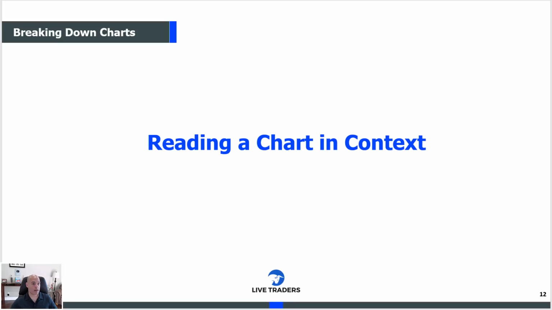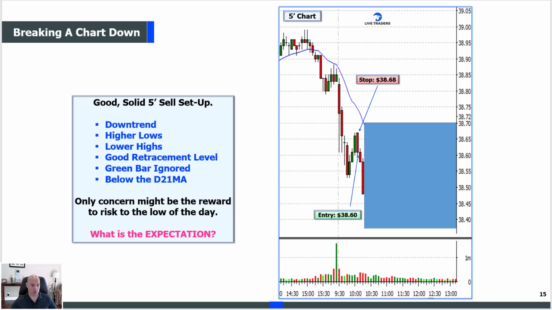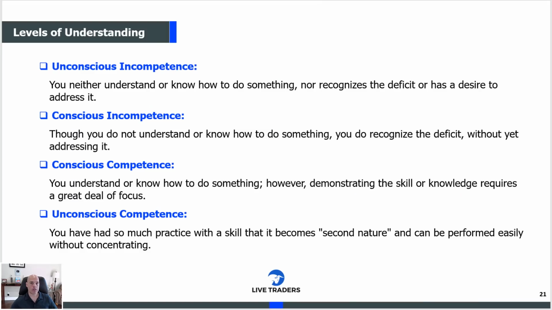Next was reading charts in context, right? And we went over this one chart basically over and over again, removing the blue box so we can see more information, delving into the future. All right. I want you guys to be doing this so that you'll be better chart readers, and then you'll ultimately get to the pinnacle. And the pinnacle is unconscious competence. All right. Hopefully you'll get to that point. It will take you years to get to that point.